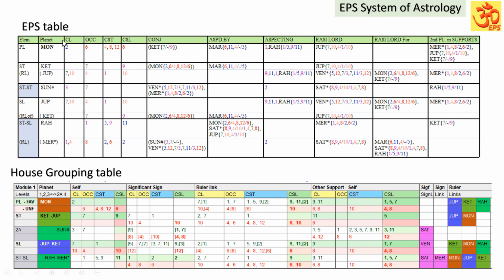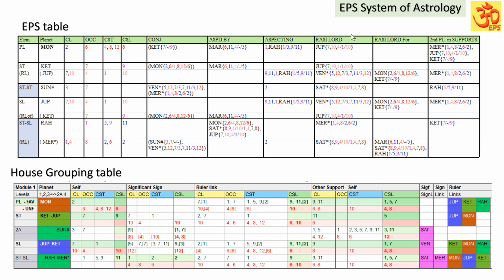You see, this is the example of an EPS table. Let us talk about the moon table. For the event of marriage, the chart has been created and the table has also been created. Here below, you can see the house grouping table. It means, as I said in the previous slide, each planet's favorable are shown separately, unfavorable are shown separately. So in the EPS table, you can see on top, the moon planet we are talking about.